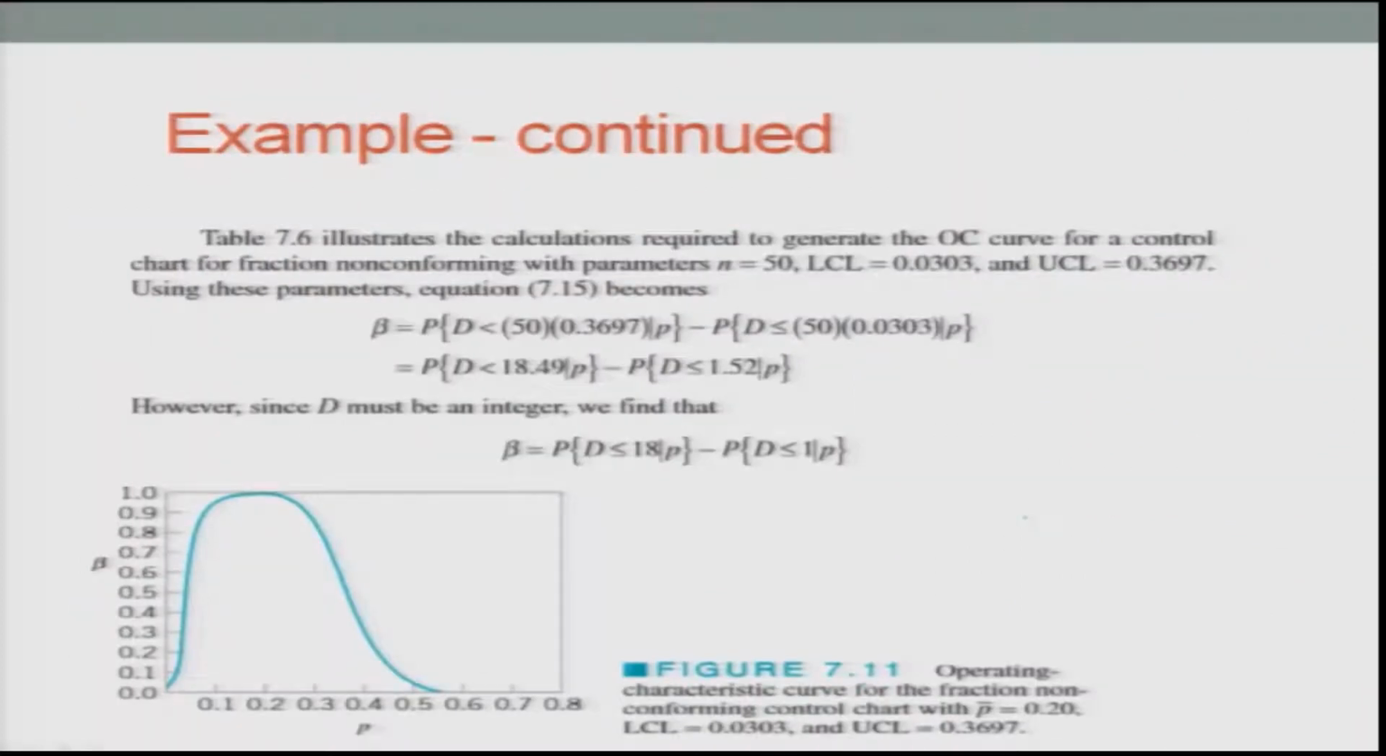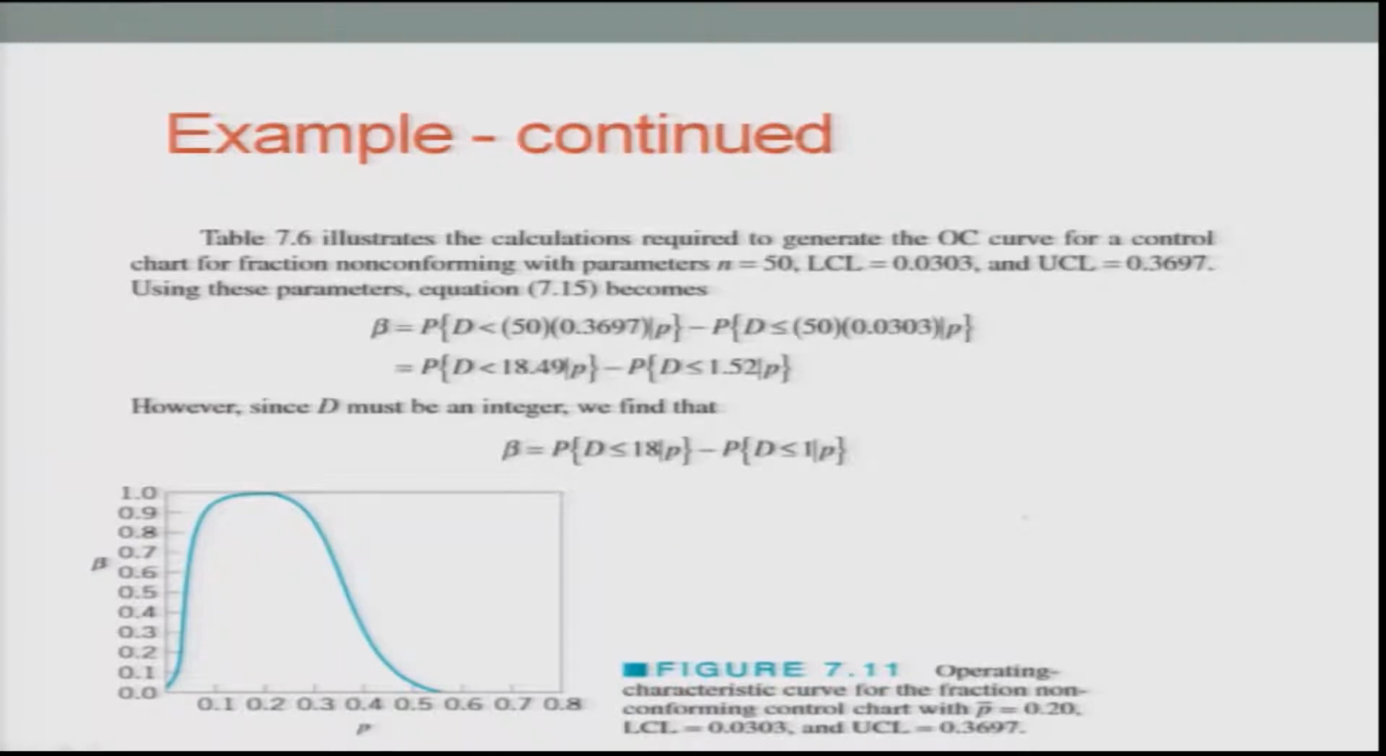So this Table 7.6, which we have just discussed, illustrates the calculation required to generate the OC curves for a control chart for fraction non-conforming with parameters p = 0.20 and n = 15. The lower control limit comes out to be 0.03 approximately. I am not mentioning all the decimal points, only to a level of significance. The upper control limit comes out to be 0.3697. Using these parameters, with the equation we have already discussed, we can find out the value of beta.